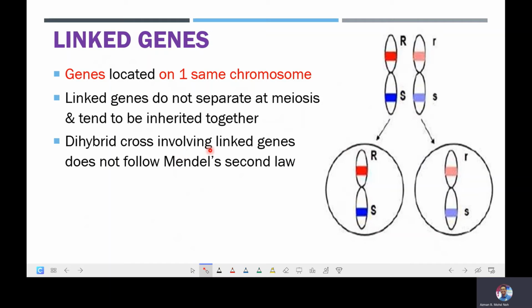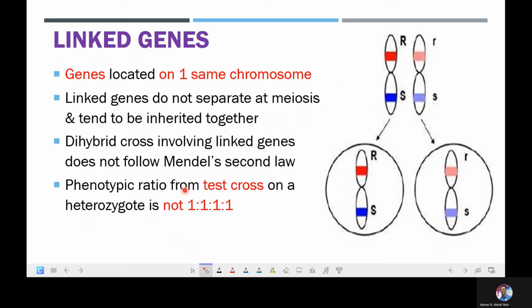A dihybrid cross involving linked genes does not follow Mendel's second law, and as a result, the phenotypic ratio from a test cross on a heterozygote will not be 1:1:1:1.